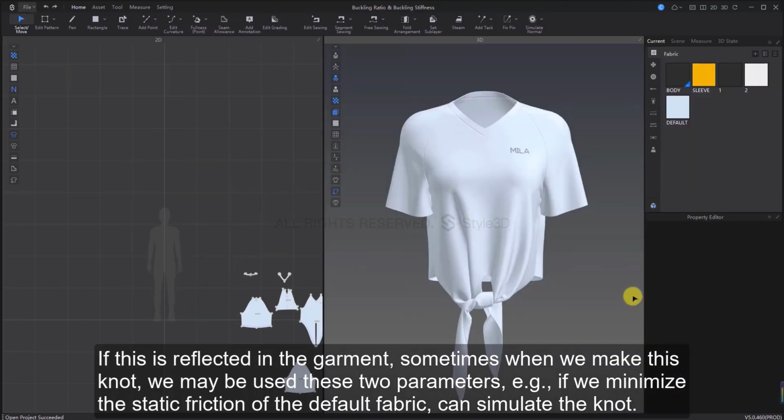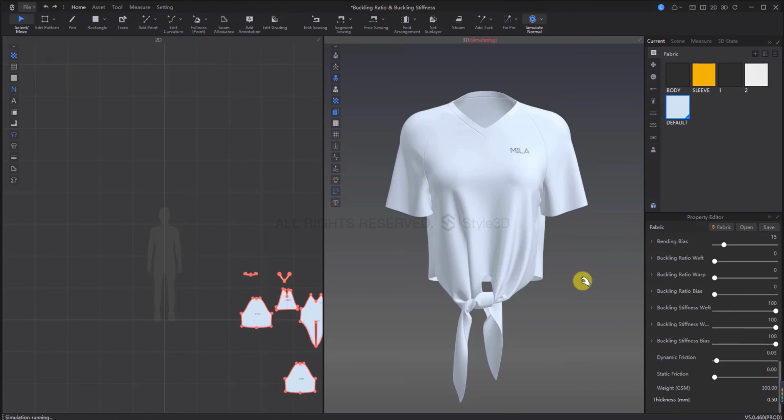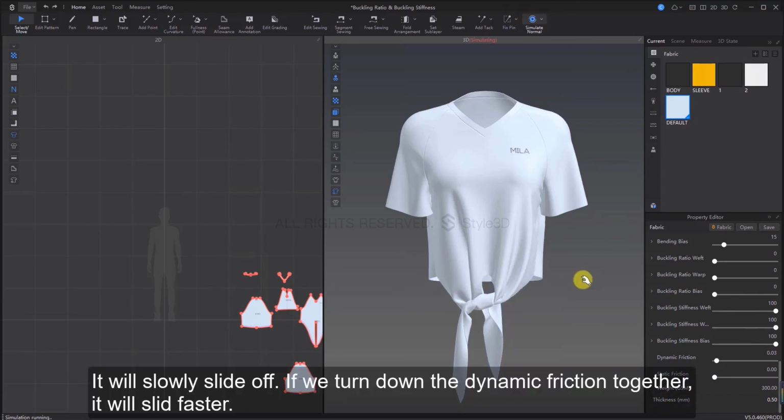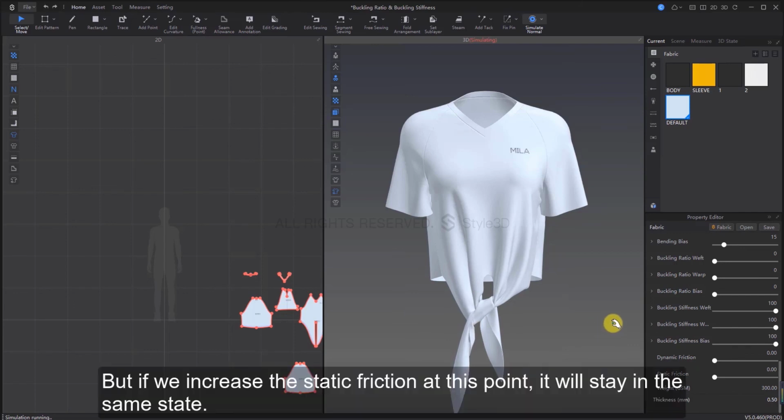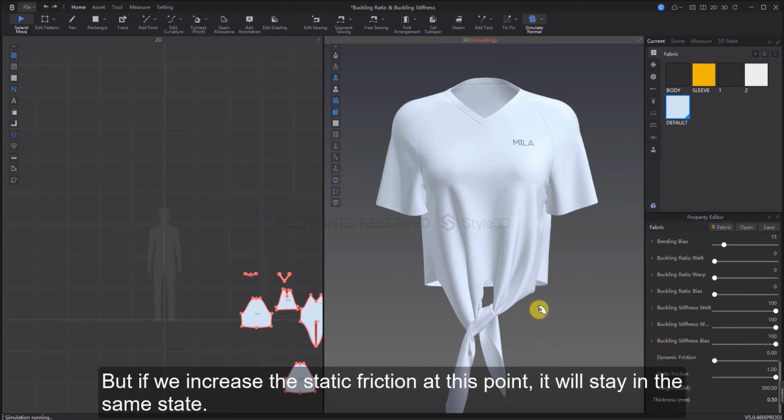If this is reflected in the garment, sometimes when we make this knot, we may use these two parameters. For example, if we minimize the static friction of the default fabric and simulate the knot, it will slowly slide off. If we turn down the dynamic friction together, it will slide faster. But if we increase the static friction at this point, it will stay in the same state.